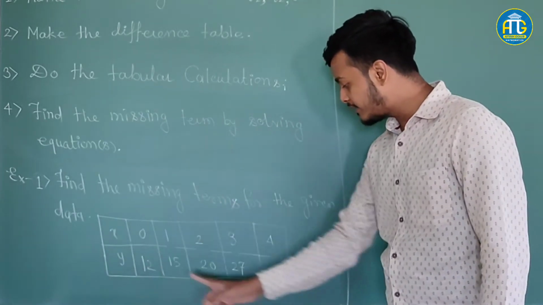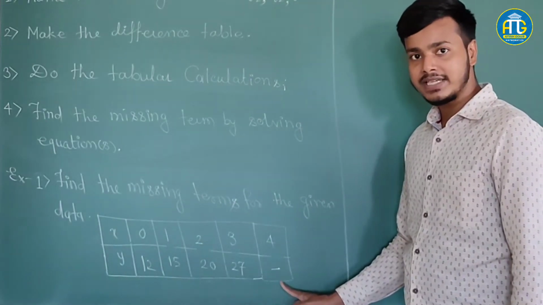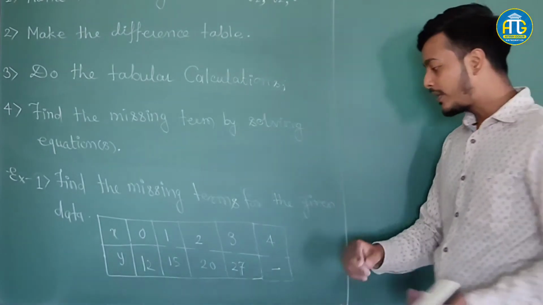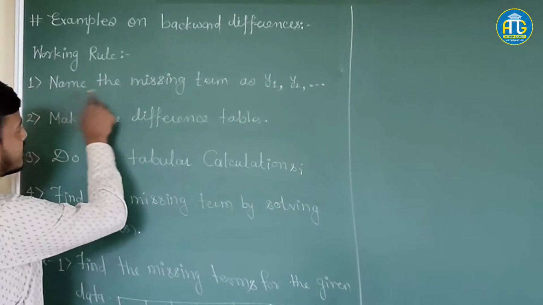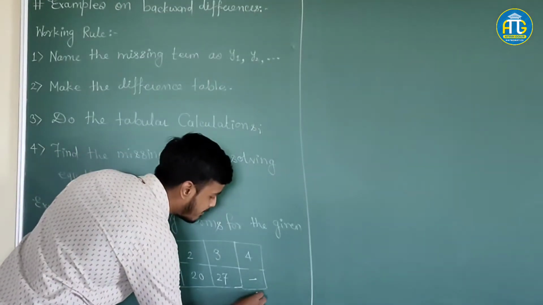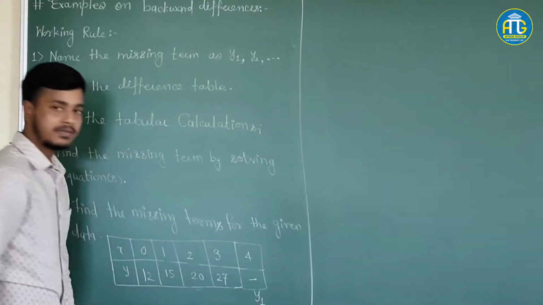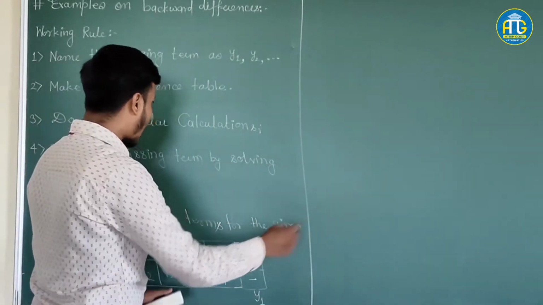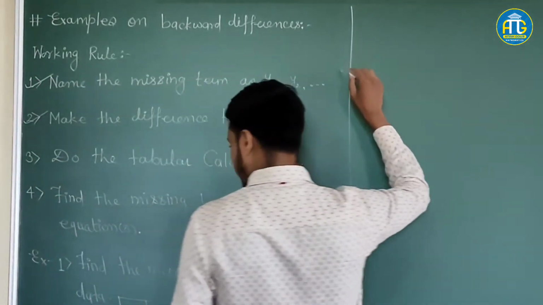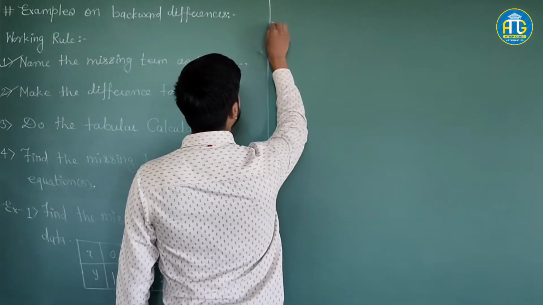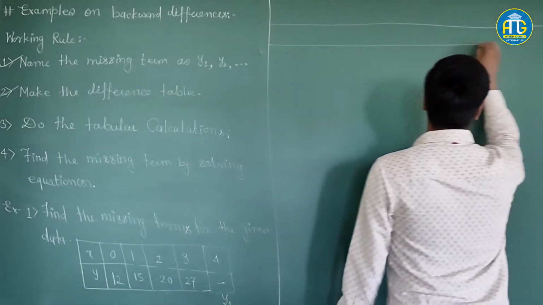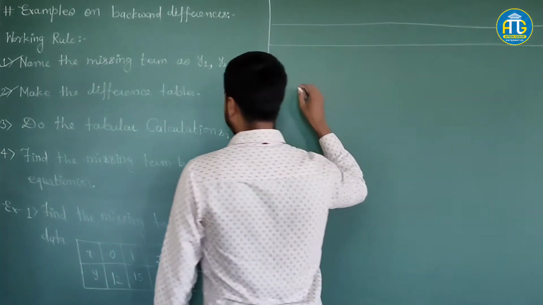So we have a given data and we have to find out the missing term. As you can see, there is a missing term in the last one. So we will make use of the first step of the working rule, which says name the missing term. So I am naming this missing term as y1. Now after this we have to make the difference table. For the difference table I need to make a column of x, then a column of y, followed by the column of backward differences.